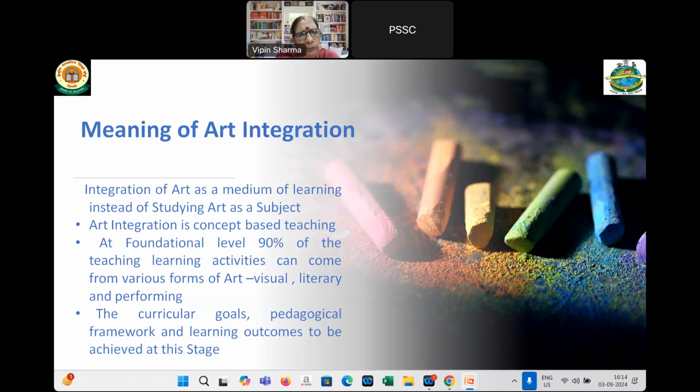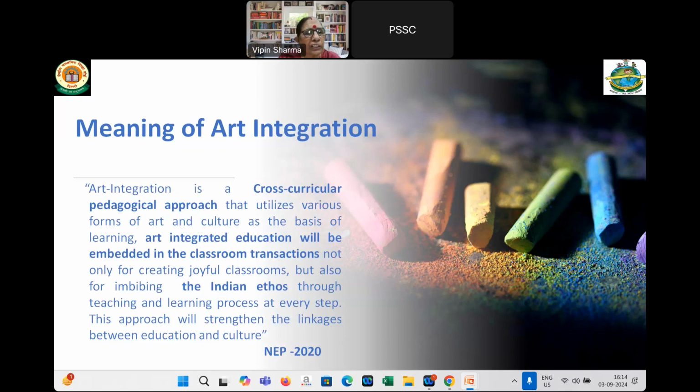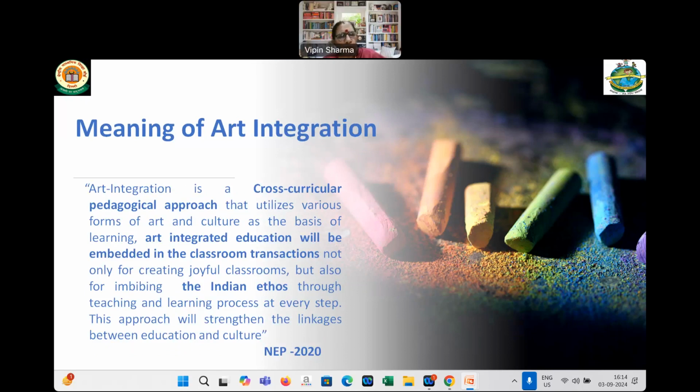The curricular goals, pedagogical framework, and learning outcomes to be achieved at the foundational stage. This definition is given in NEP 2020. Art education is a cross-curricular pedagogical approach that utilizes various forms of art and culture as the basis of learning. Art integrated education will be embedded in the classroom transaction. How? I'll be talking through the slides a bit later. Not only for creating joyful classrooms, but also for imbibing the Indian ethos through the teaching and learning process at every step. This is specified by NEP 2020.